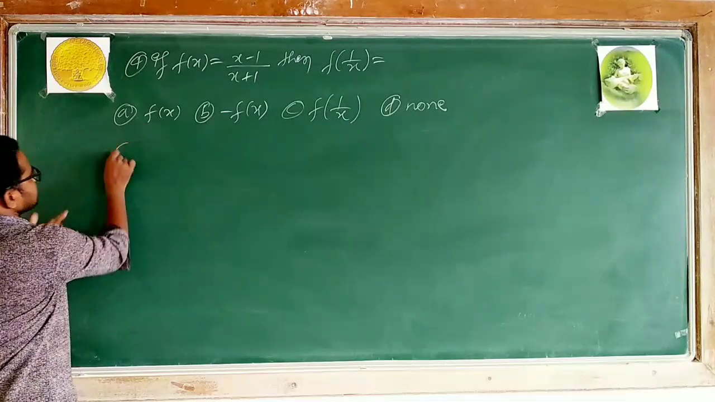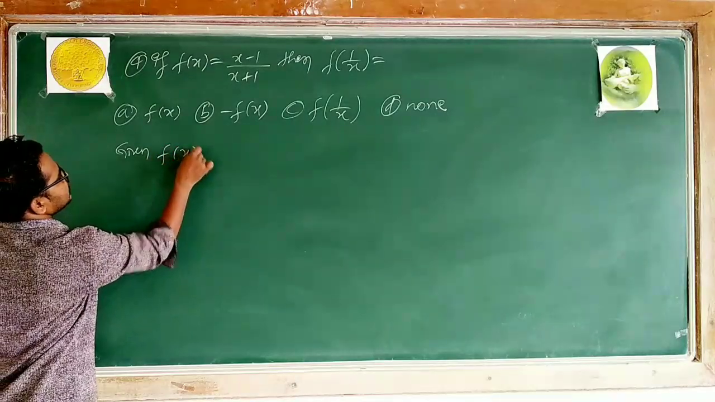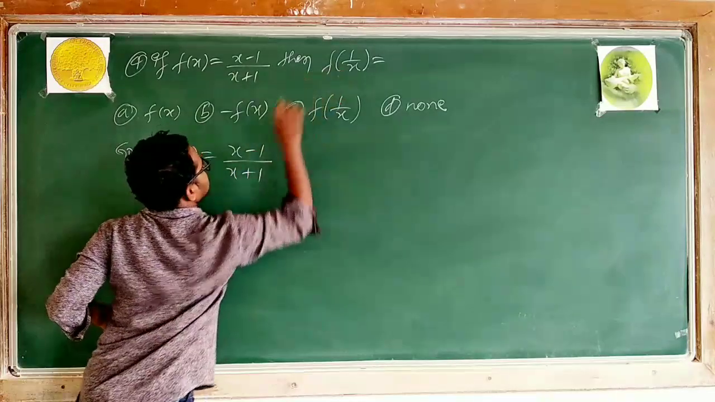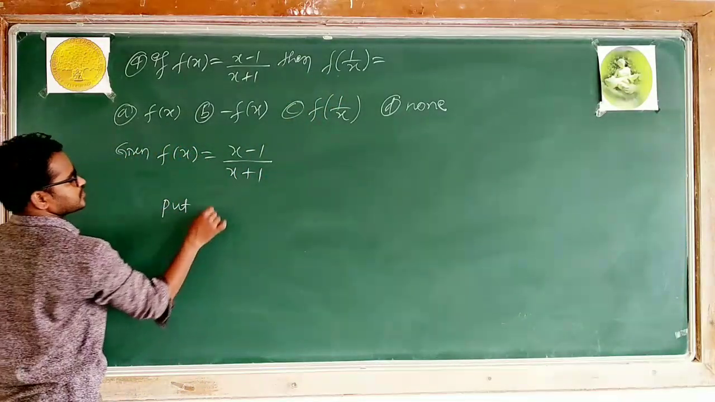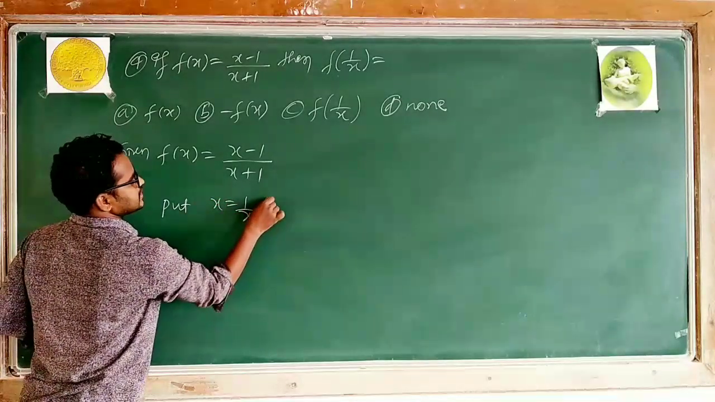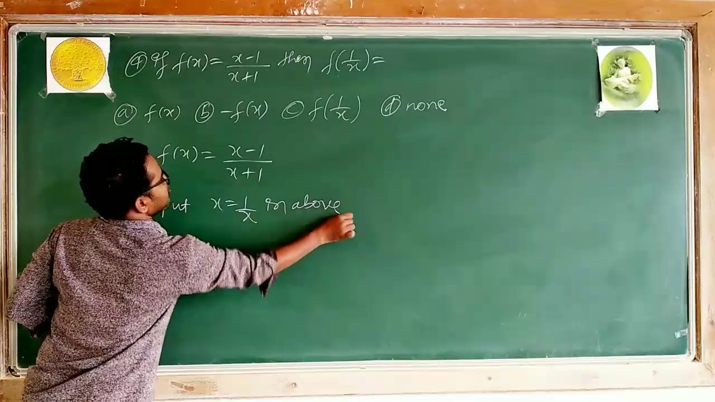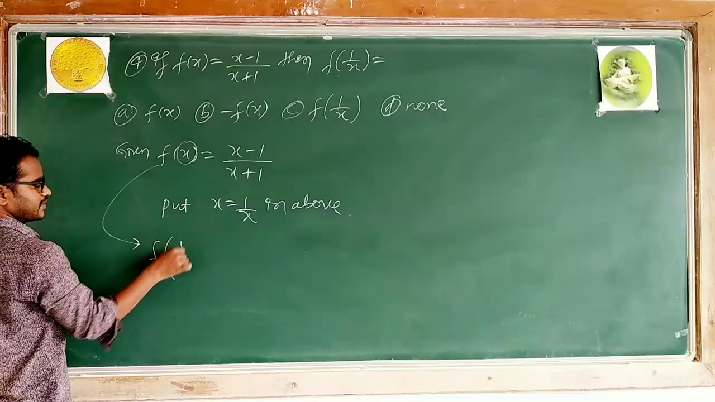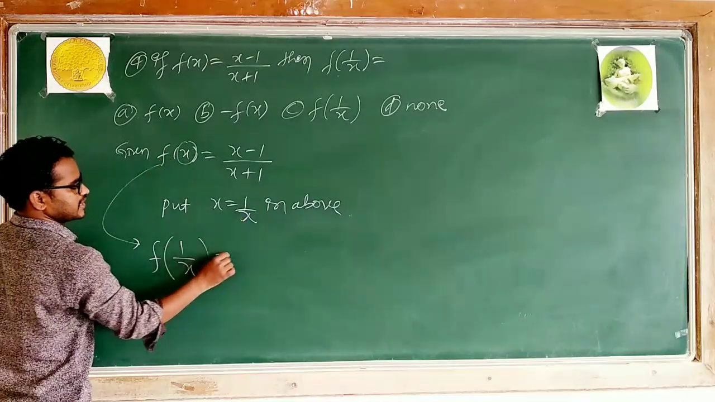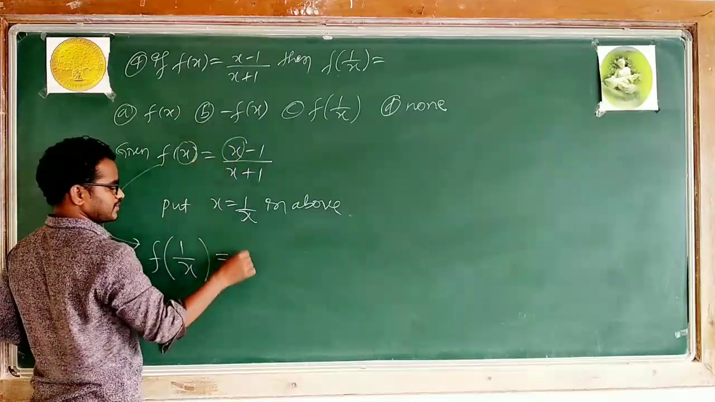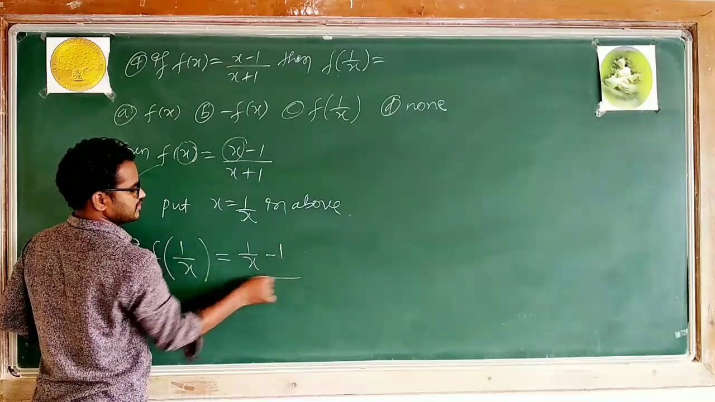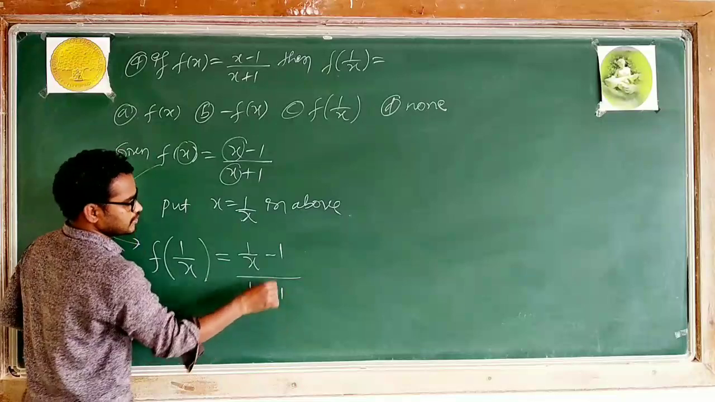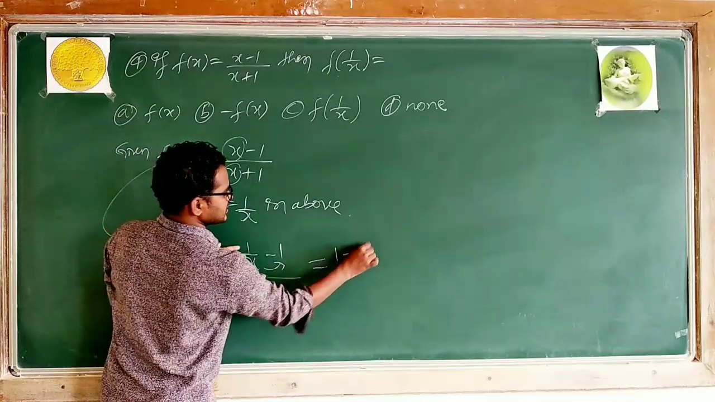I will write the given. Given f of x is equal to x minus 1 divided by x plus 1. What we need to find out is f of 1 by x, so I can say put x is equal to 1 by x in the above case. It implies that x is replaced by 1 by x: 1 by x minus 1 divided by 1 by x plus 1. What is the LCM? It is 1 minus x divided by x.